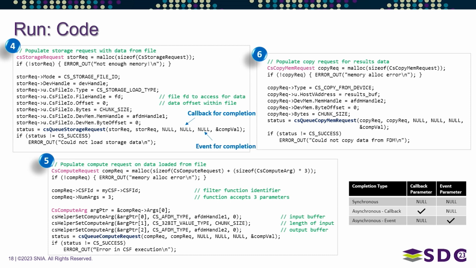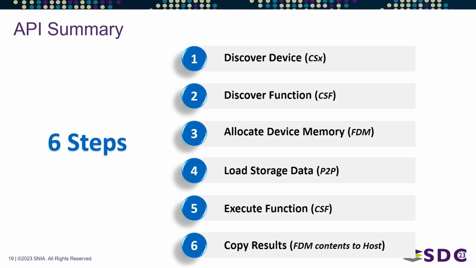So to summarize, the run just takes these 3 steps, and setup, like I showed earlier, takes 3 steps. So 6 steps to use computational storage or the APIs, and that's all it takes to use a computational storage enabled device with the SNIA CS APIs. Yeah, only 6 steps, that's it.